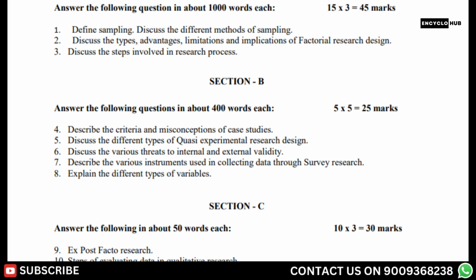Now question. Answer the following question in about 1,000 words each. 15 times 3 is equal to 45 marks. 8. Explain the different types of variables. Section C. Answer the following in about 50 words each. 10 times 3 is equal to 30 marks.